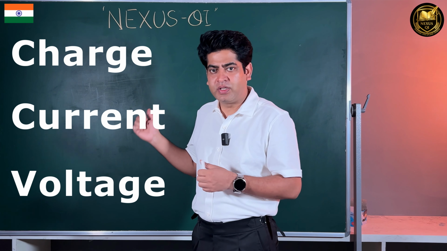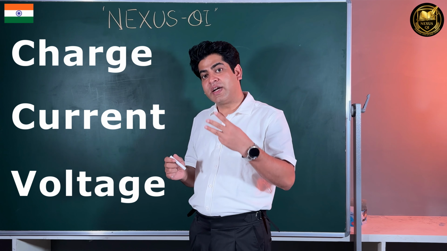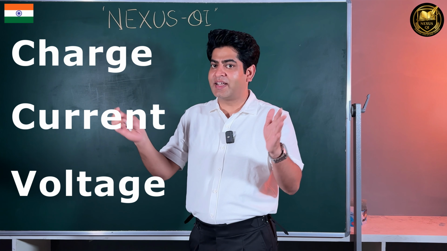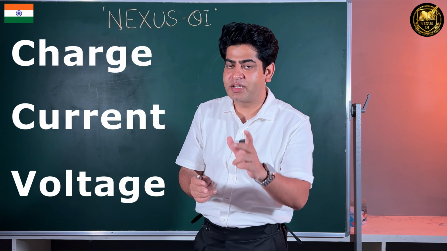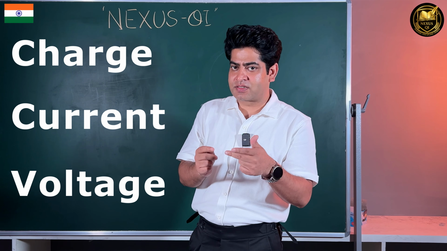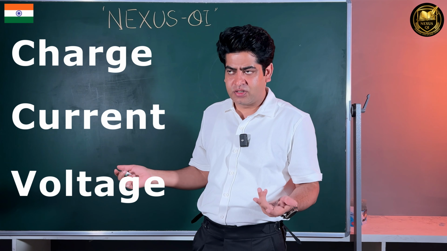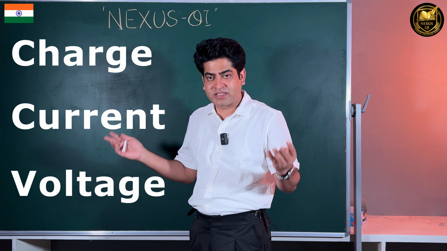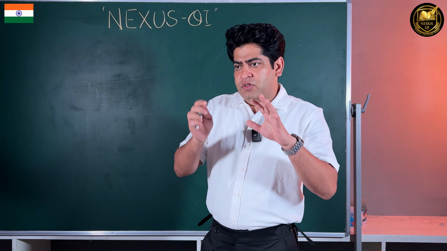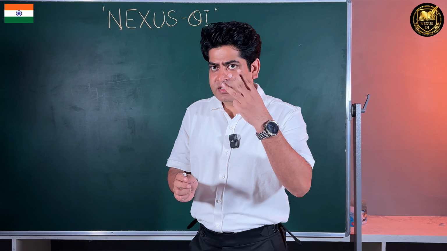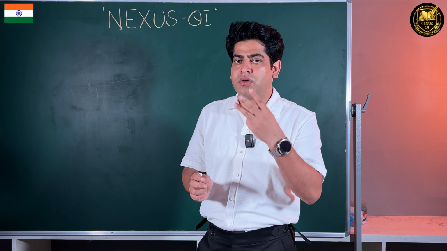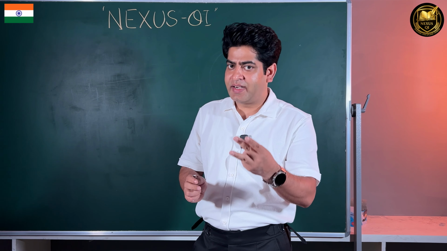So we will see one by one what the difference is and how they are different from each other, or is there any relation between these. If we know the relation between the three things, then it will be very easy for us to understand the entire chapter. So without bothering, we will understand three major concepts: charge, current and voltage.